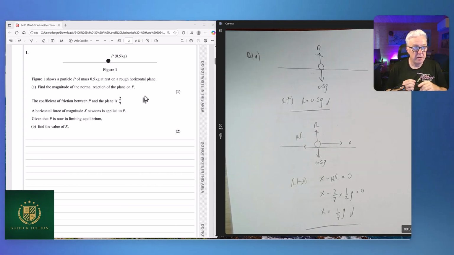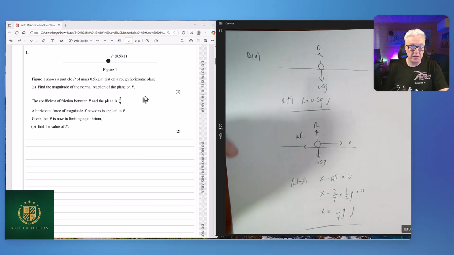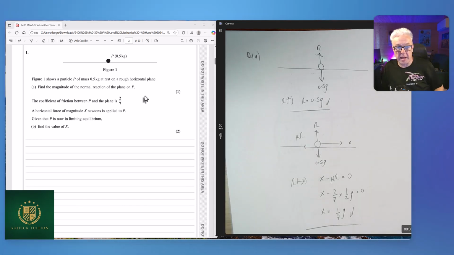It says, figure 1 shows a particle P of mass 0.5 kilograms at rest on a rough horizontal plane. Find the magnitude of the normal reaction on the plane at P.